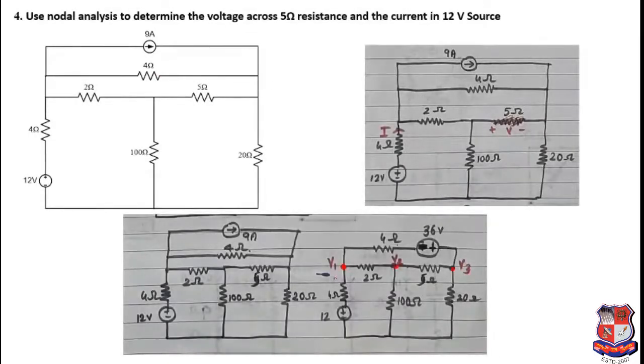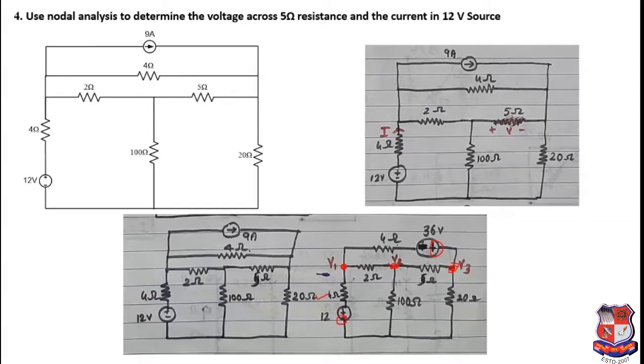So how I have written? So it is (V1 minus this V2) divided by 2 plus (V1 minus this 12, minus term of 12 volts) divided by 4, then plus (V1 plus 36 minus V3) divided by 4. So this will be the three terms which are related with V1.